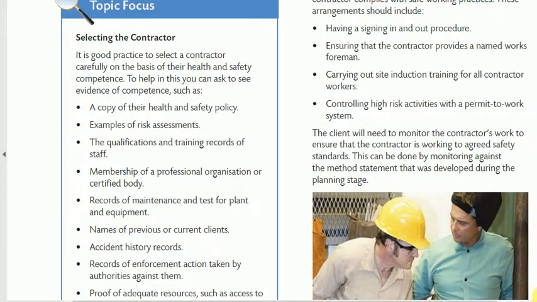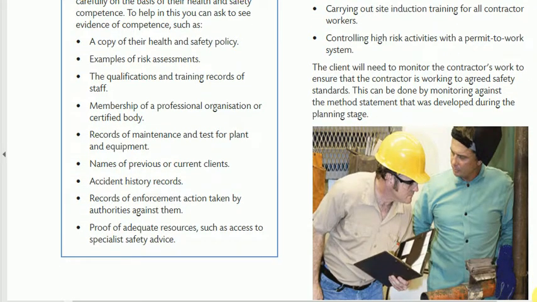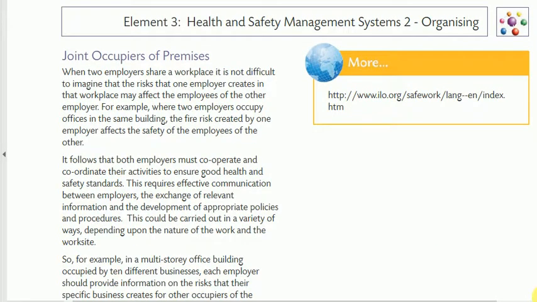Now these are the things to look out for before selecting a contractor: a copy of the health and safety policy, examples of risk assessment, qualifications, membership of any professional organization, just to ensure that you're selecting the right person and not just anybody. Because if things go wrong, the client would really be in trouble, or he'll be answerable to the authorities. So he has to ensure that he chooses the right person. Also, proof of adequate resources, records of enforcement action taken against him, accident history records, because these are the things that validate how professional the contractor is and how good he is.